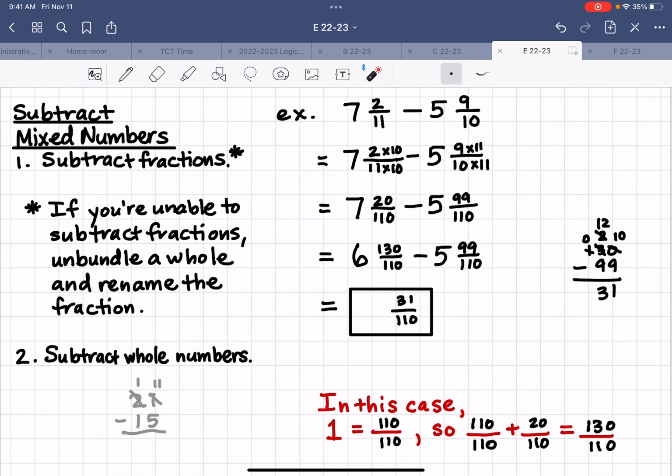So I subtracted my fractions. Now it's time to subtract my whole numbers. What is 6 minus 5? It's 1. And that's it. We're done, folks. That is how you subtract mixed numbers.